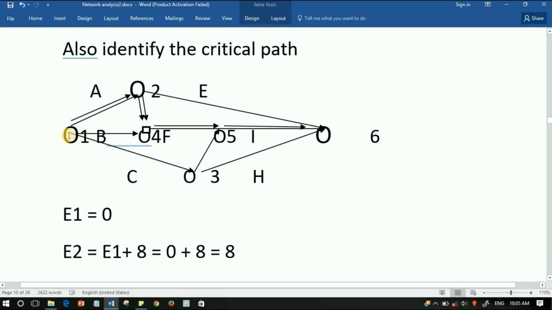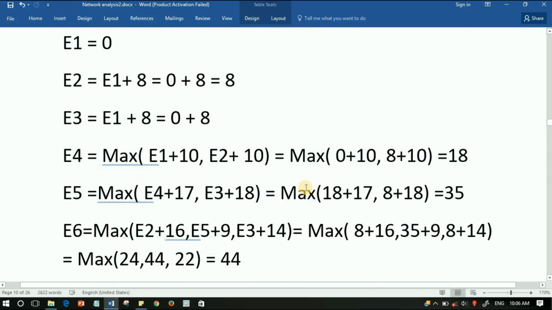So here the critical path is 1 to 2 where the float is 0, 2 to 4 the float is 0, 4 to 5 the float is 0, and 5 to 6 the float is 0. The path is 1 to 2, 2 to 4, 4 to 5, 5 to 6. You can represent it in the figure by a double line. This path is known as the critical path. A delay in the critical path will delay the project.